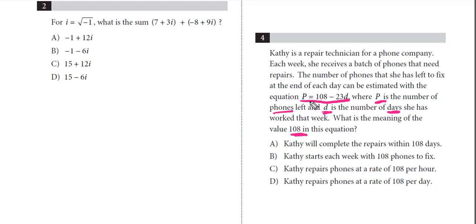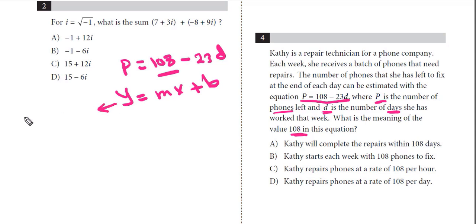First, look at the given equation here. P is equal to 108 minus 23D. The question is about 108. Before solving, consider an equation like y equals mx plus b, which is a linear equation. The coefficient of x, m here, is the slope. And b is the y-intercept.